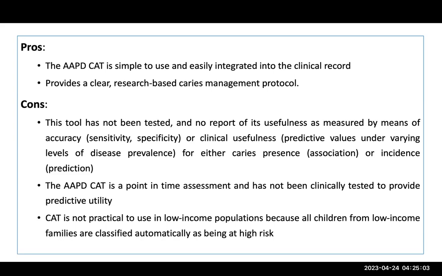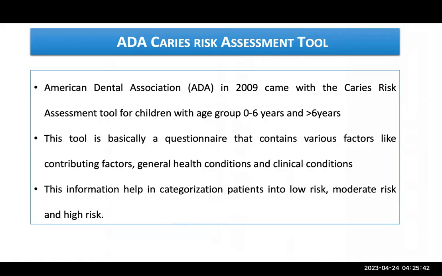Though there are a limited number of publications available, none of them is a long-term study and none of them is free of several biases. The AAPD CAT is a point in time assessment and it has not been clinically tested to provide predictive utility for the future. It is not practical to use in low income populations because all children from low income families are classified automatically as being high risk. So for a country like ours, all children would be falling in the high risk category. So we need to think of something else for our country.